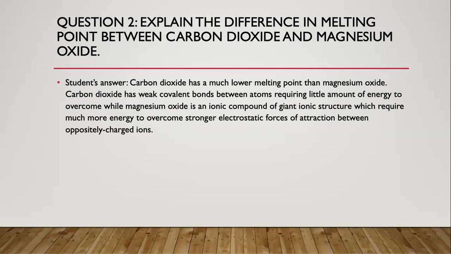The mistake lies in weak covalent bonds between atoms. Number one, covalent bonds are not weak. In fact, they are very strong. However, when we melt or boil a substance, in the case of a simple molecular structure like carbon dioxide, we do not overcome the covalent bond. Instead, the intermolecular forces are overcome. Because when the covalent bonds are broken, carbon dioxide no longer exists as carbon dioxide. It will form carbon and oxygen atoms.